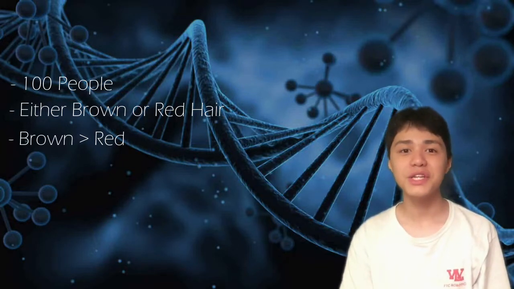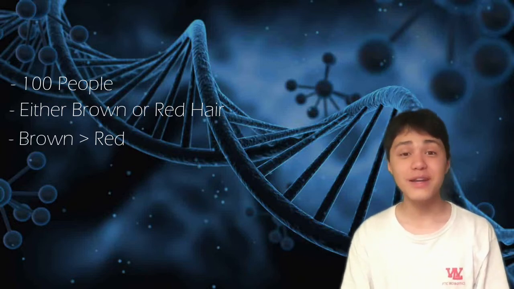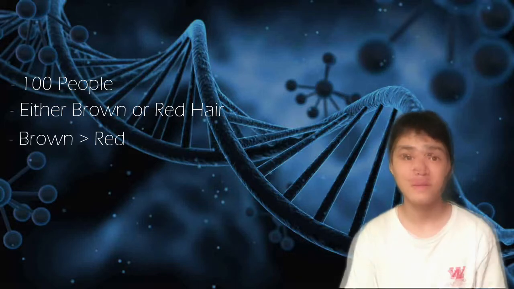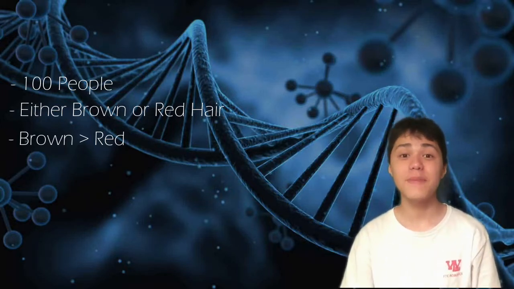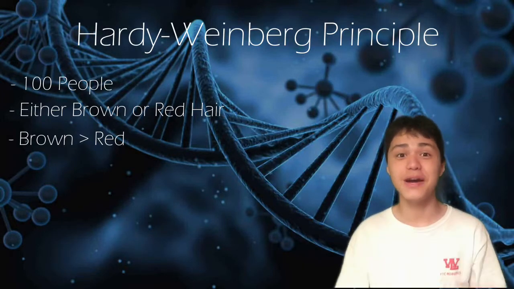Looking back to this population of 100 people, we could just count how many people have brown hair and red hair, but this wouldn't tell us everything. A brown-haired person could have either two brown M&Ms or one brown and one red M&M. This brings us to the topic of the Hardy-Weinberg principle. Fancy term, right? It's actually not too complicated.